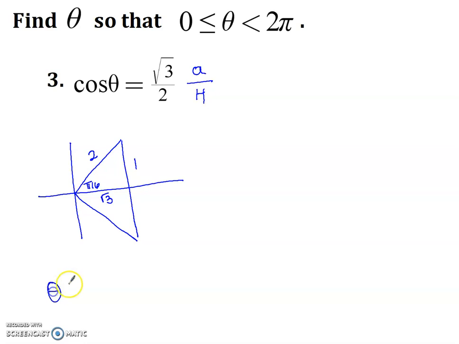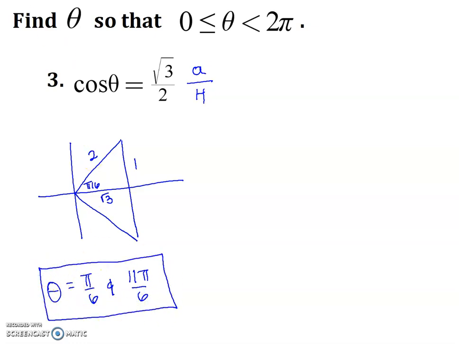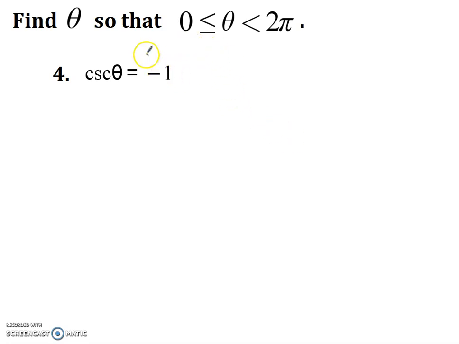So in quadrant 1, our answer is just whatever the reference angle is. Then in quadrant 4, I'm doing 2 pi minus pi over 6. So 2 pi, that's 12 pi over 6. So 12 pi over 6 minus 1 pi over 6 is going to give us an angle of 11 pi over 6. So for this next one, we have cosecant equal to -1.